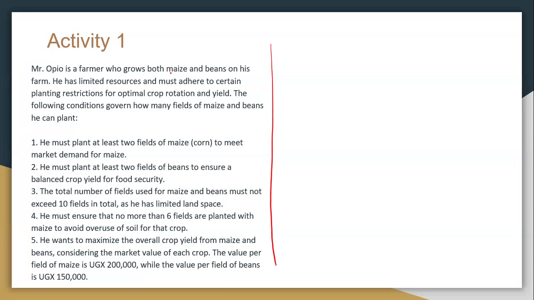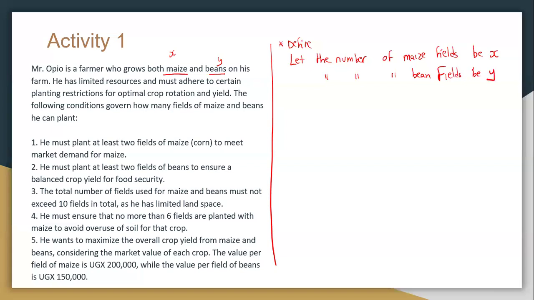It's not a must, but I always advise that the first thing that has been mentioned, let it be your X. The second thing that has been mentioned, let it be your Y. So here, the first step is to define the variables you are going to use. I'm going to say let the number of maize fields be X. Then let the number of bean fields be Y. That is the first thing.